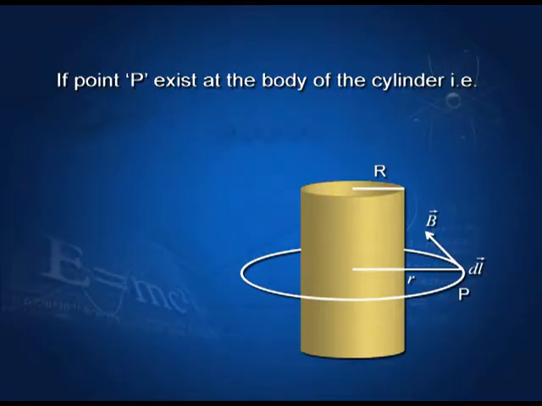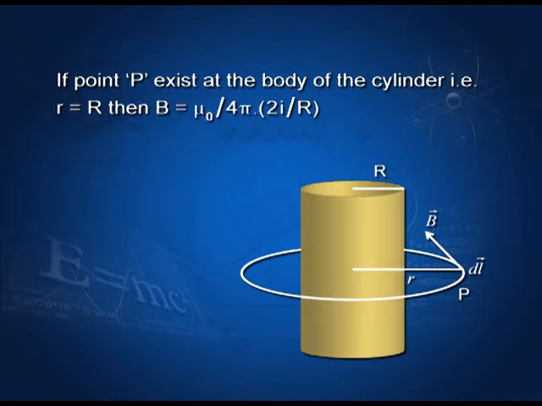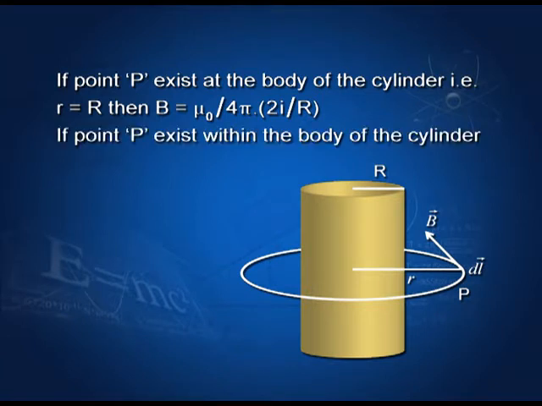If the point P exists at the surface of the cylinder, that means small r equals capital R, then B equals mu naught upon 4 pi, 2I upon r. If the point P exists within the body of the cylinder, that is small r is less than capital R, then there exist two situations. Let's study situation 1.